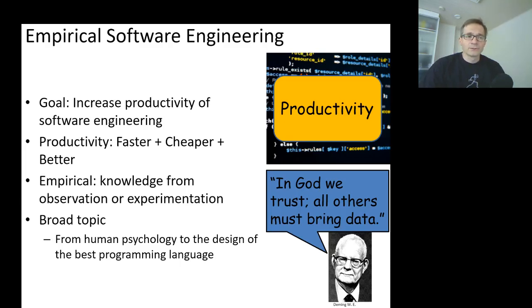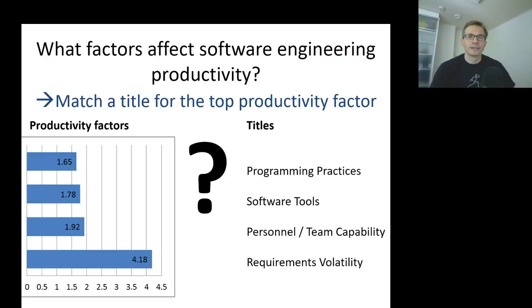Finally, empirical software engineering is a broad topic, ranging from human psychology to advances in technical topics like developing the best possible programming language. The reason for this broadness is the fact that a very large variety of factors affect software engineering productivity. In this slide, there is a lecture exercise.